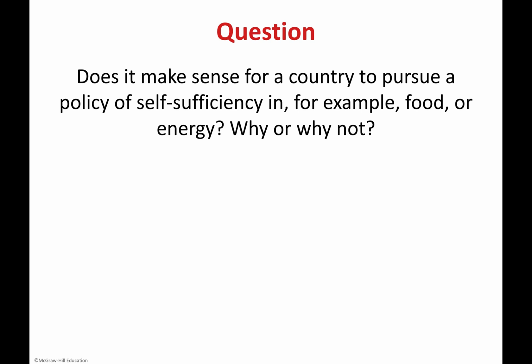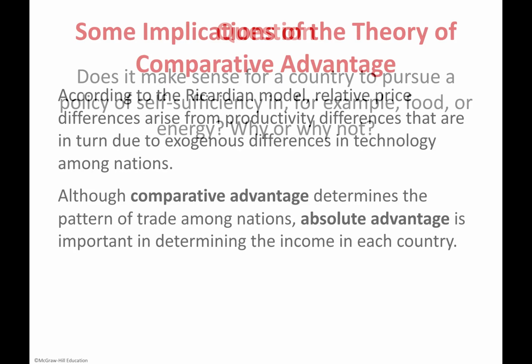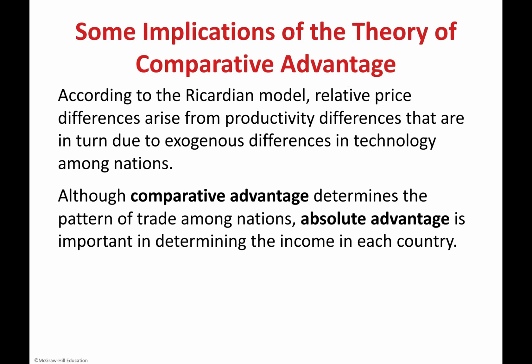If we don't have a comparative advantage in it, then we should not produce it. We should import it from someone else who does have a comparative advantage in it. So what are the implications of the theory of comparative advantage? According to the Ricardian model, relative price differences arise from productivity differences. So these are productivity differences that arise from labor. And in the Ricardian model, these then are due to exogenous, meaning outside of the system, differences in technology amongst nations.